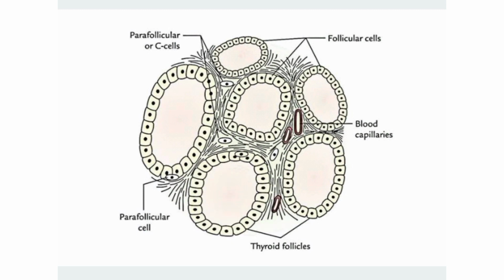So the basic structure of thyroid gland comprises the thyroid follicles, and in between thyroid follicles we have parafollicular cells. Parafollicular, also known as C cells, make up the calcitonin hormone, whereas the thyroid follicular cells make up the thyroid hormones. Your T3 and T4 are made by thyroid follicles. And here you can also see the blood capillaries. When thyroid hormone is made, it will then be transferred to these blood vessels.